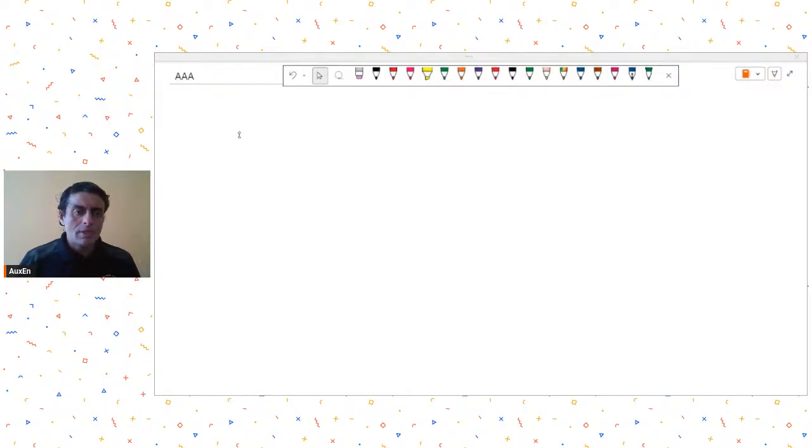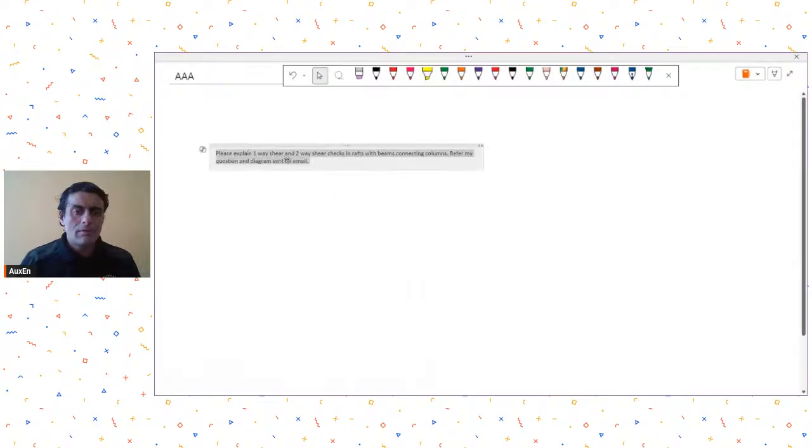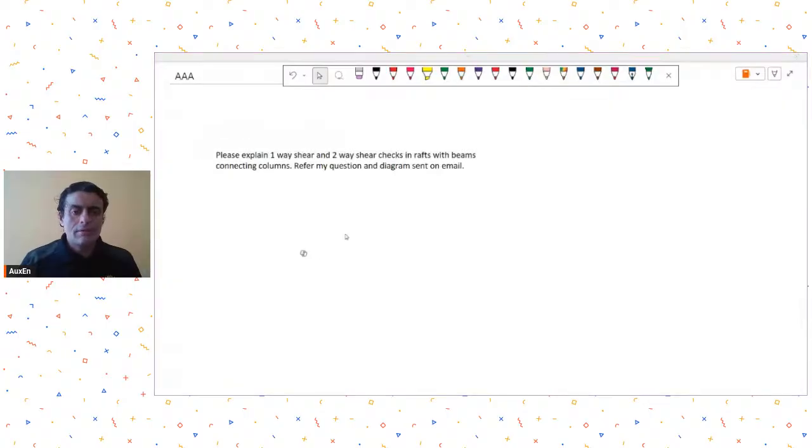So let us begin. And the first question for this week's episode is from Engineer Akash Babar. He is a working professional from Sangli, and he's asking, please explain one-way shear and two-way shear checks in raft with beams connected to columns. Please refer my question and diagram sent on email.